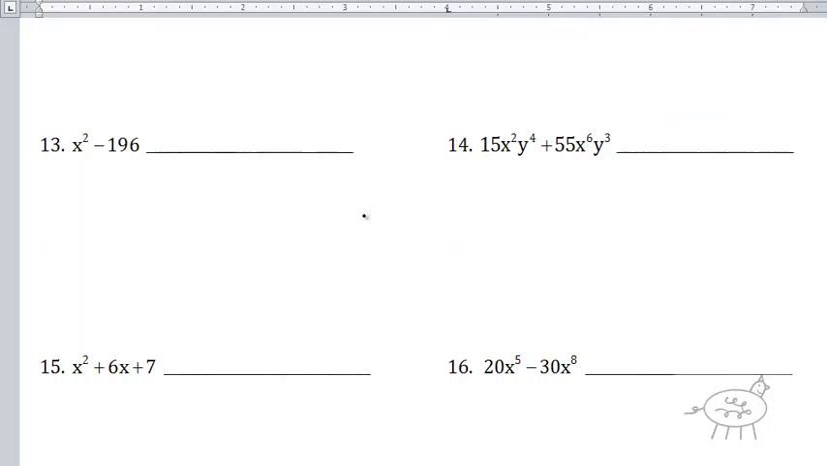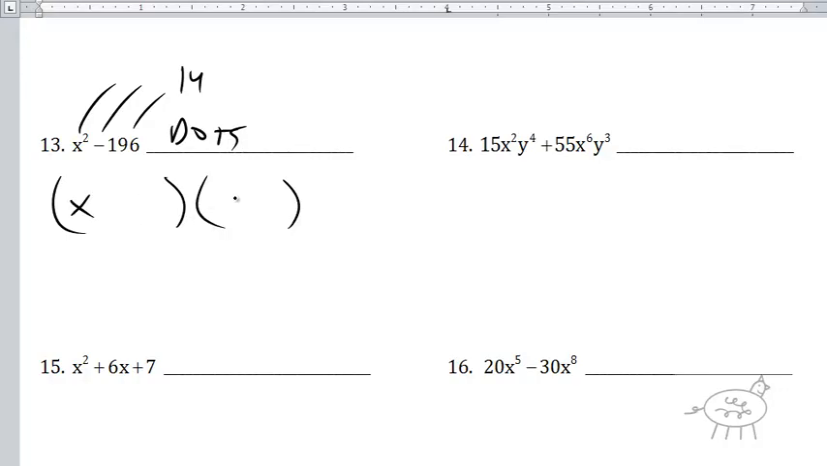Okay, 13. Perfect square, minus sign, take the square root of 196, you get 14. So there you go, this is DOTS. So it would be x and x, 14 and 14, but then it's plus and minus.